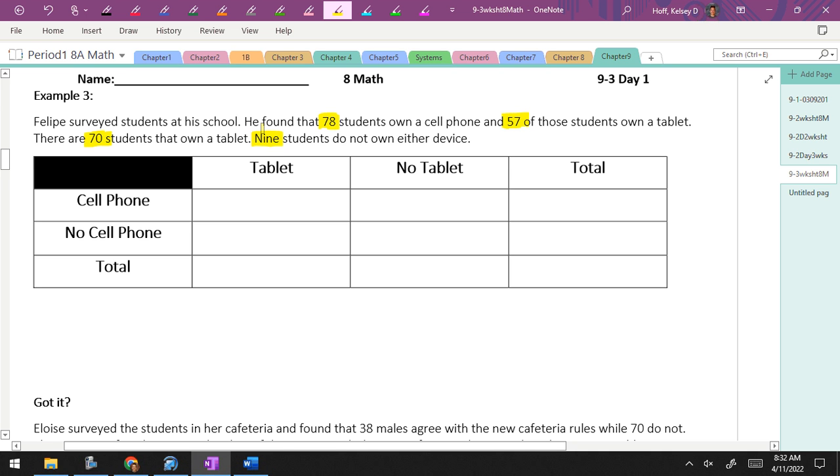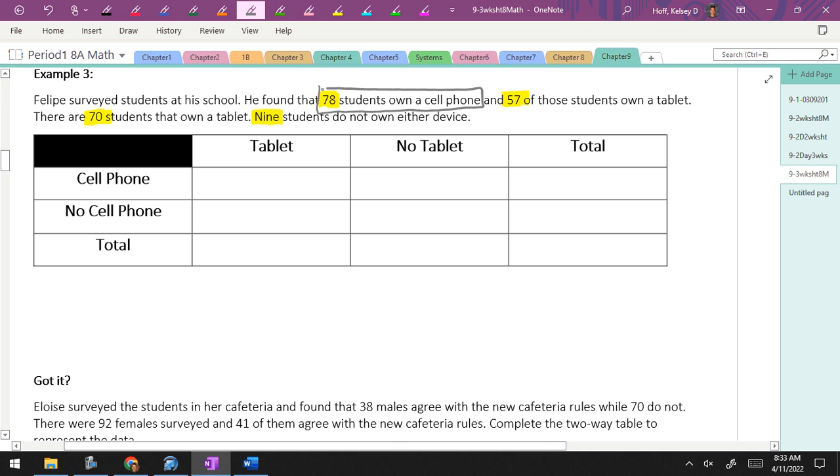So I just highlighted 4 numbers. Before we add or subtract anything, we have to get those 4 numbers in the table. You have to read carefully. Take it chunk by chunk. 78 students own a cell phone. At that point, do we know anything about whether they own a tablet? No. So cell phones, all the way over here for total, is 78. Because 78 kids own a cell phone. I don't know anything about whether they own a tablet.